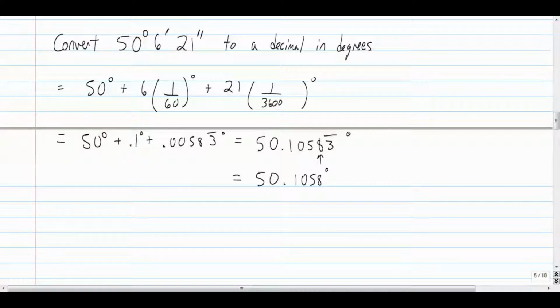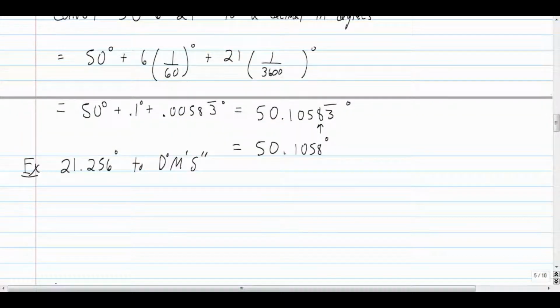Well, what if we have a decimal in degrees and we want to convert that over to degrees, minutes, seconds? For example, let's say that I had 21.256 degrees, and I want to convert this to degrees, minutes, seconds. I bet everyone in here could figure out what the degree part is, right? Use the knowledge that we got from converting the other way. 21. So the first part is 21 degrees. Now I'm just going to put plus, and we're going to figure out the other parts as we go.